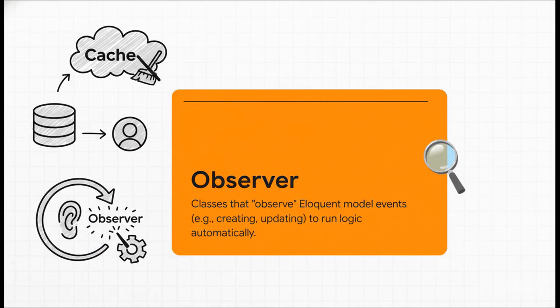But what about logic that has to run every single time a model changes? Like clearing a cache whenever a user's profile is updated. Observers are absolutely perfect for this. They just sit there and listen for Eloquent's lifecycle events, and then they run your code automatically. It keeps all that side effect logic out of your controllers and even out of your models.